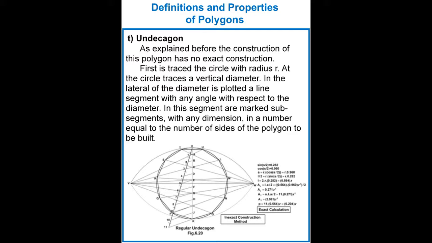On the side of the diameter, starting at the point X, a straight line segment is drawn having an acute angle with respect to the straight line segment of the diameter. From point X, a number of subsegments is marked equal to the number of sides of the polygon to be built, that is, in this case, 11 sides.